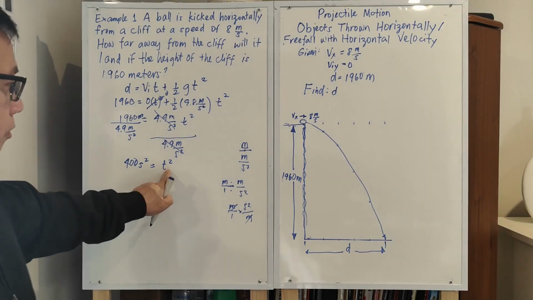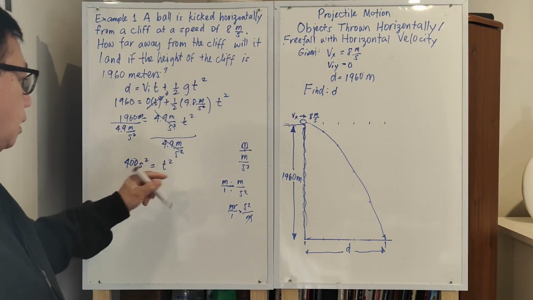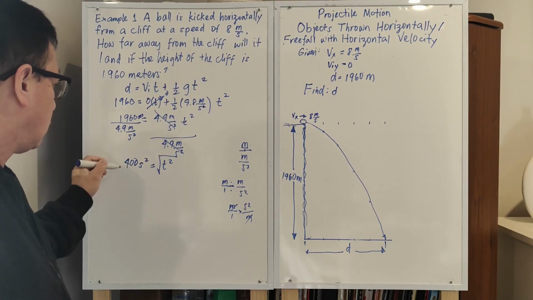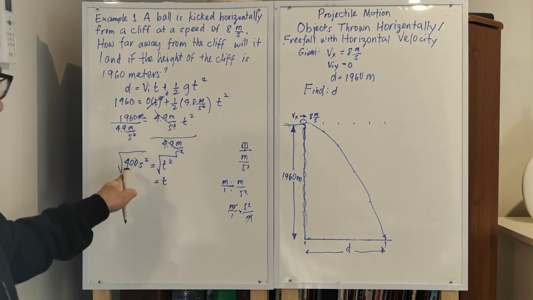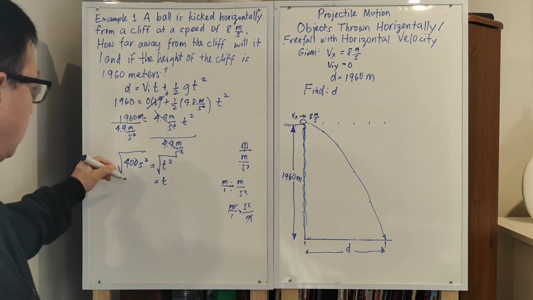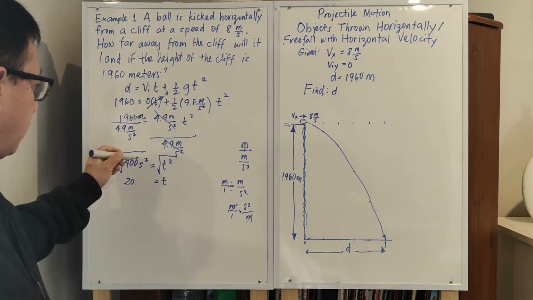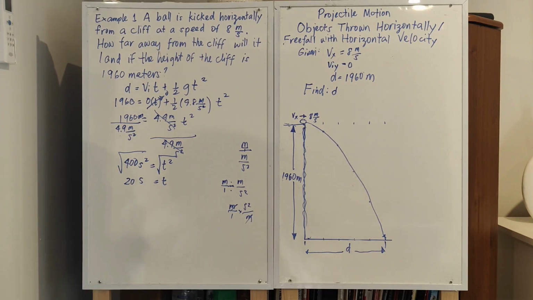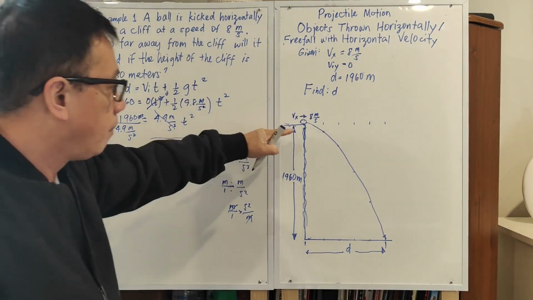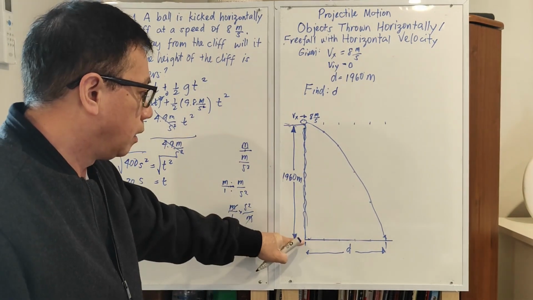So this is t squared, so to get t, we need to get the square root of both sides. So t squared becomes t. So the square root of 400 will be 20, and the square root of s squared is s. So time is 20 seconds. So now we have the time from here to here.